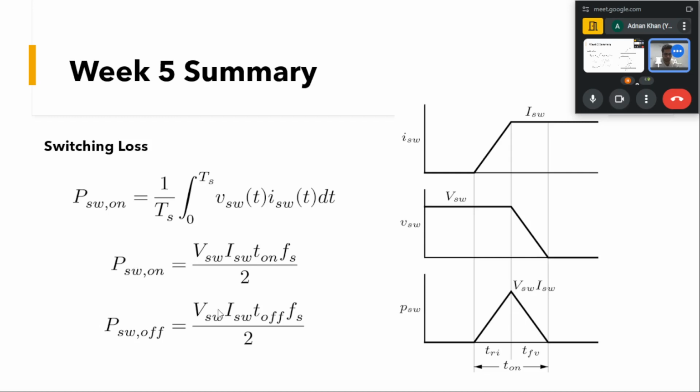So we have Vsw into Isw and the turn on time. The turn on time will be given by the rise time of the current and the fall time of the voltage, the sum of these divided by 2. This will be the area, and for 1 by Ts, we can use Fs. If we know the switching frequency, this will give us the turn on power loss. In a similar fashion, we can calculate the turn off power loss as well. The only difference is that instead of the turn on time, we have to consider the turn off time during which our currents and voltages will overlap.